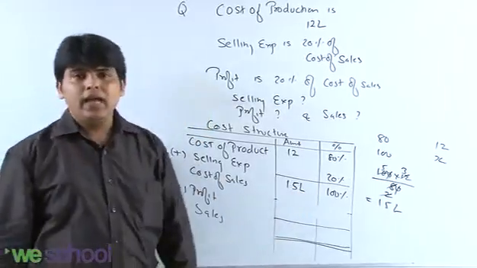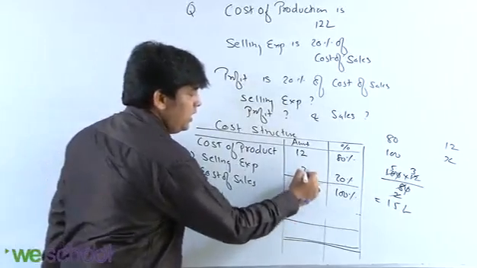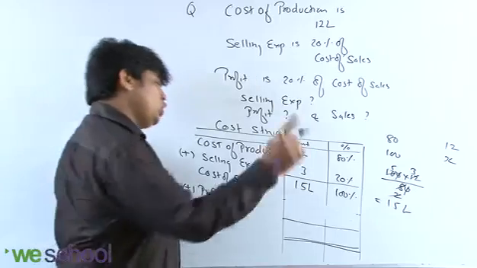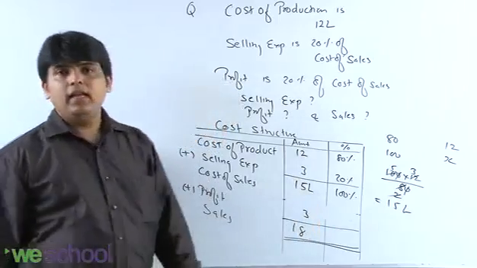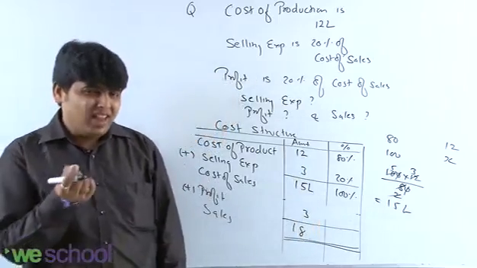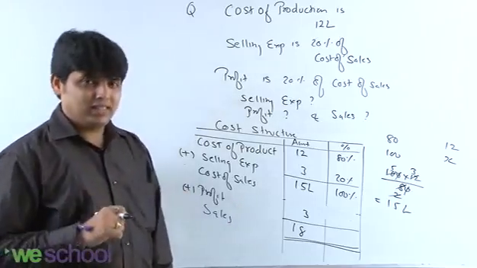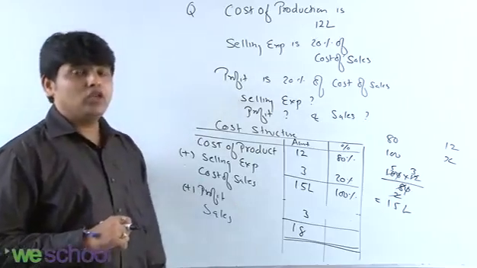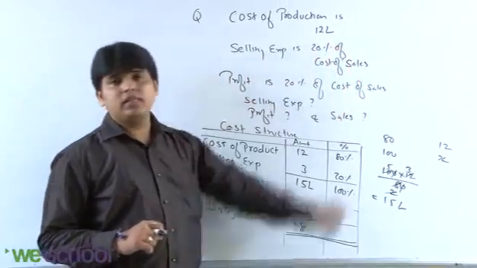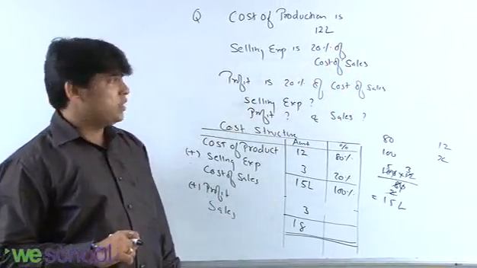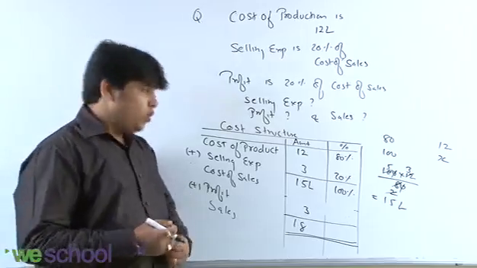Now whatever answer I require, I can find out. Selling expense is 20% of cost of sales, which is 3 lakhs. Profit is also 20% of cost of sales, which is again 3 lakhs. So what is your sales? 18 lakhs. So it is slightly different. In the previous example, 100% was taken as sales, but in this example, sales is not 100%, since they told me to calculate selling expense as 20% of cost of sales. So I think it is clear now. Shall we move further? Okay, we'll move further.